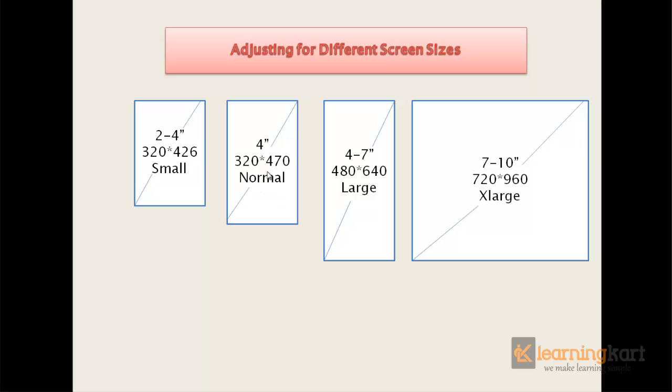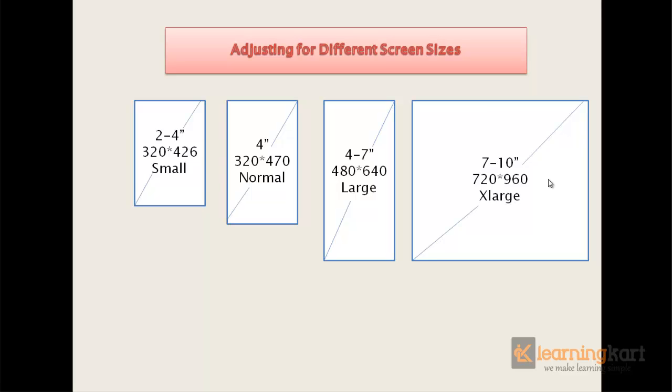Then a normal, approximately 4 inch. 320 into 470 is the pixel density. Large we have 4 to 7 inch, 480 into 640. So this is where we stop for a smartphone range, and from this starts the tablet range. From 7 to 10 inch the pixel density goes from 720 to 960. So we've grouped basically all devices into these 4 groups.